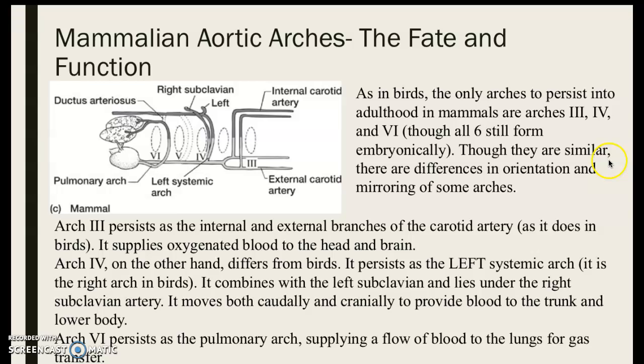Arch 4 differs from birds in that it persists as the left systemic arch. It's the right in the birds, and it combines with the left subclavian and lies underneath the subclavian artery. It moves both caudally and cranially to provide blood to the trunk and the lower body. And then arch 6 creates the pulmonary circuit. It persists as the pulmonary arch, supplying a flow of blood to the lungs for gas transfer.